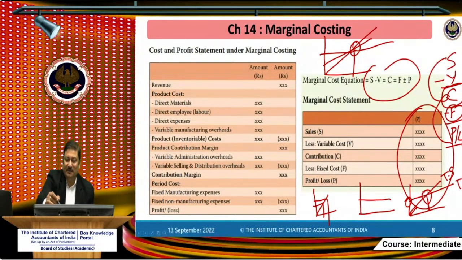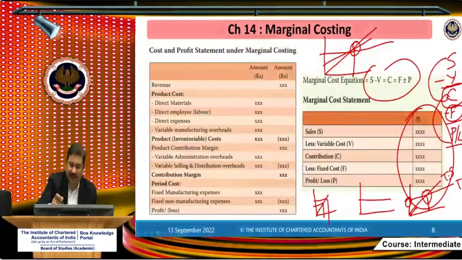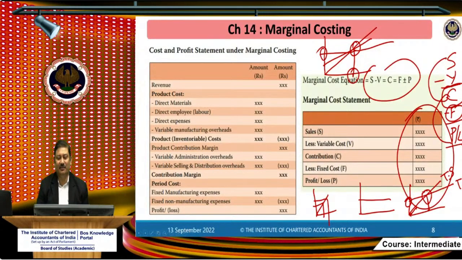So this is known as the break-even point, where there is no profit and no loss. Break-even point can be in units, like here, and it can be in amount. So break-even point can be expressed in both ways.